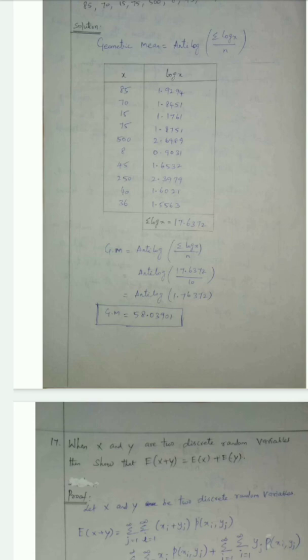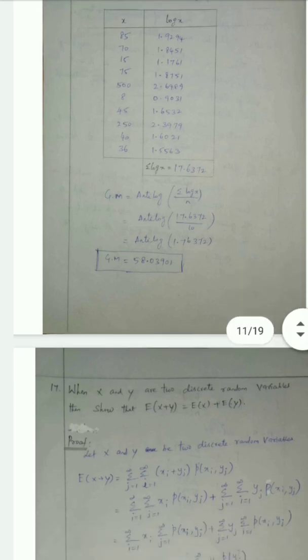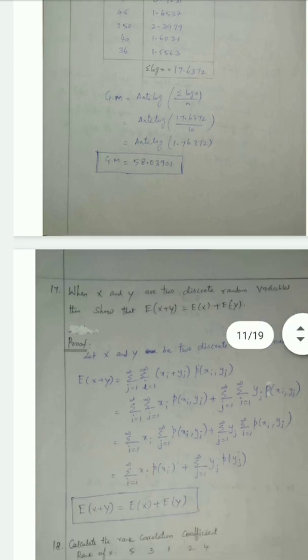So geometric mean equals anti-log of summation log x by n. Summation log x is 17.6372, and n, the total number of observations, is 10, so divided by 10, we get anti-log of 1.76372. We take the anti-log, then the geometric mean is 58.03901.